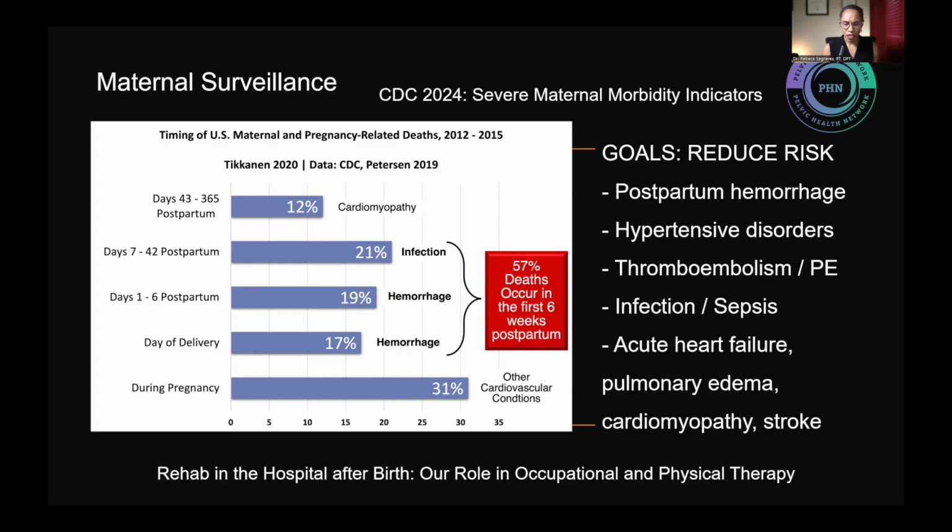Infection and sepsis, knowing that their heart rate could be abnormally high in those situations, or maybe their SpO2 is off via oximetry. We have to be measuring in order to catch whether those vital signs are off. Acute heart failure, pulmonary edema, cardiomyopathy, stroke.